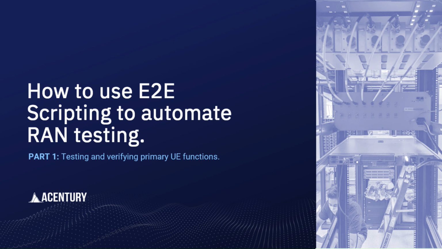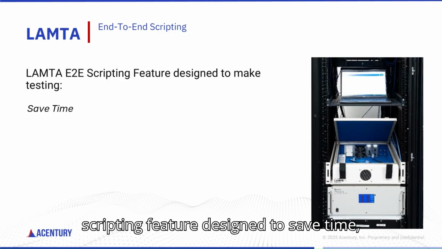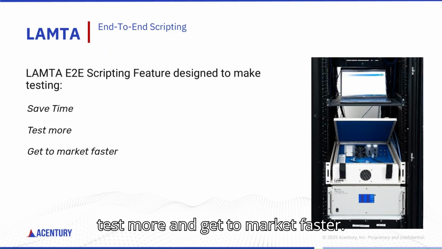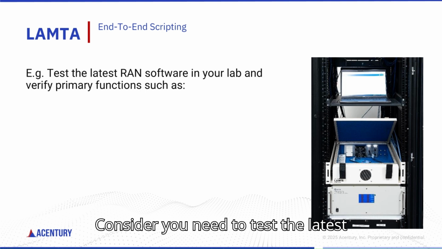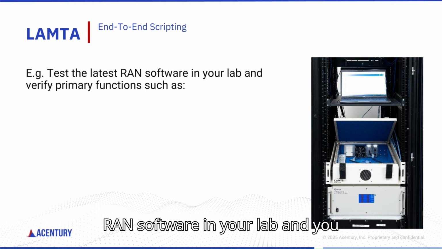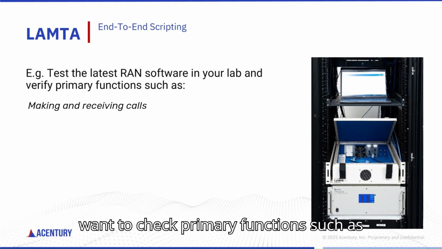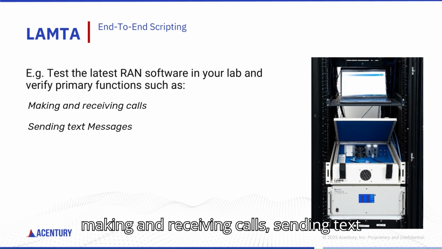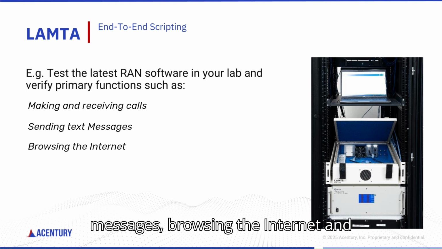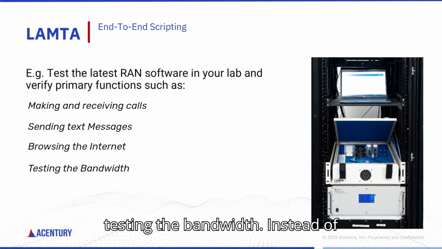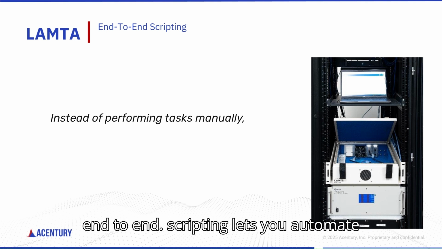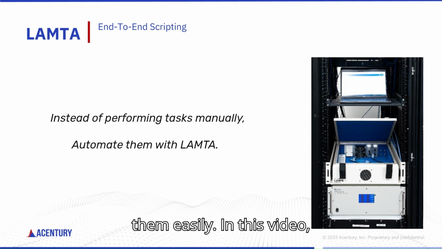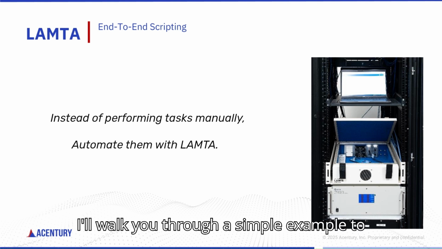Today I'm here to show you Lambda's end-to-end scripting feature designed to save time, test more, and get to market faster. Consider you need to test the latest RAN software in your lab, and you want to check primary functions such as making and receiving calls, sending text messages, browsing the internet, and testing the bandwidth. Instead of performing these tasks manually, Lambda's end-to-end scripting lets you automate them easily. In this video, I'll walk you through a simple example to show how it works.